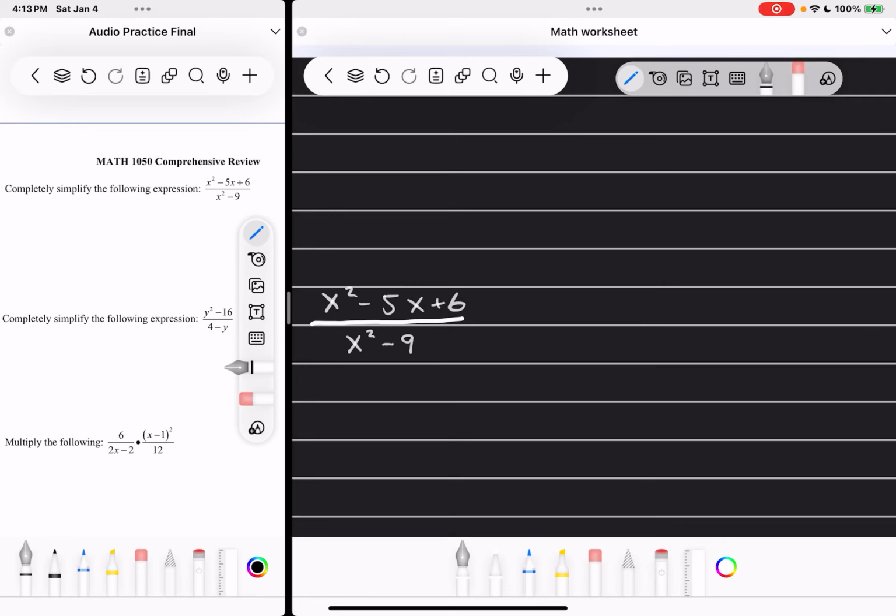This is question number 11 for the practice final. In this question, we have a fraction that has a trinomial in the numerator and a binomial in the bottom. So let's go ahead and do the numerator first. And in our numerator, we have x squared minus 5x plus 6.